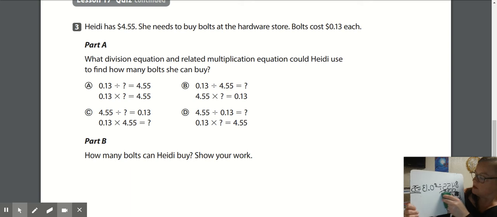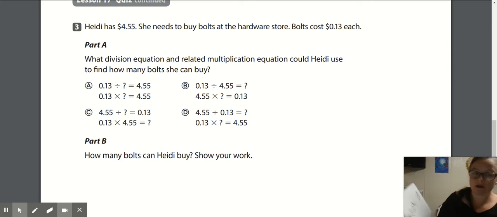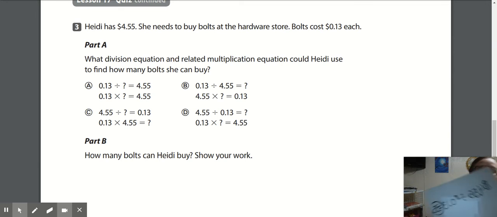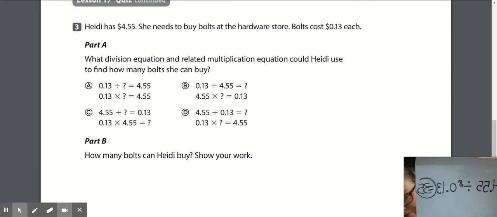Okay. Now, again, ask yourself, does that sound reasonable? Would that make sense? So again, I go back up to the problem, find out what it's asking me to do, what it's asking me to find out, and say, does my answer, my quotient, sound right? Does it make sense? How many bolts can she buy? She can buy 35 bolts. That's reasonable. That sounds right.